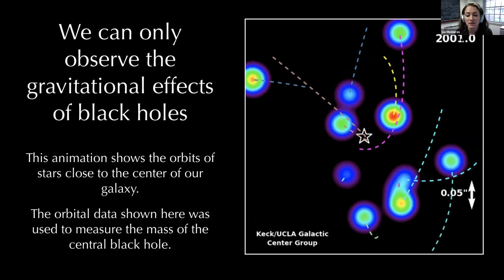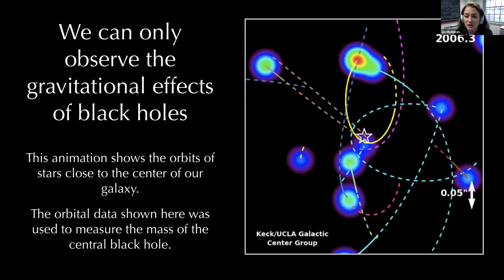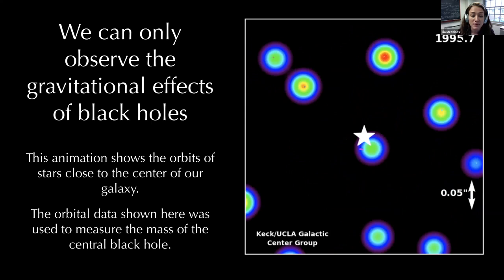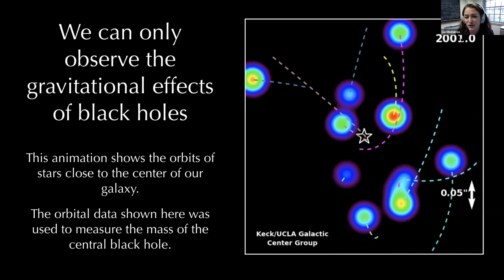So there's a lot of mass that is located at that location, and we can use all of the information that we know about the orbits of these stars that you're seeing here to actually measure the total mass that is located at the center there. Much in the same way that we can use the orbits of the planets to measure the mass of the central sun in our own solar system.